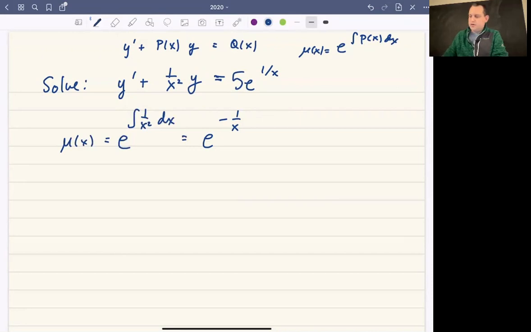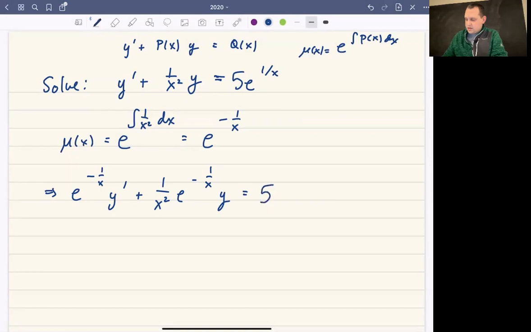We're going to take our differential equation and multiply both sides by our integrating factor, e to the negative 1 over x. The differential equation becomes e to the negative 1 over x times y prime plus 1 over x squared e to the negative 1 over x times y equals, if I multiply the right side by e to the negative 1 over x, those exponential terms just cancel and we get 5.